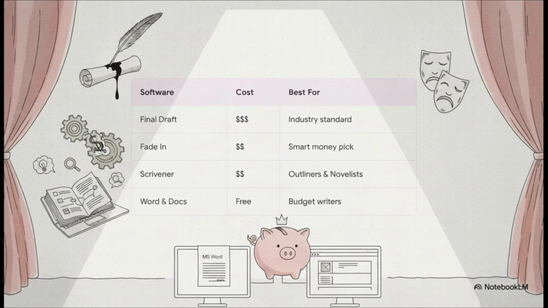It's the expensive industry standard for sure, but it does have a built-in stage play template you can just click on and go. Now, if you want dedicated script software, but you really don't want that massive price tag, Fade In is what I'd call the smart money pick. It's super stable, and it can even read Final Draft files. If you happen to be a novelist or just someone who loves outlining and keeping research right next to your draft, Scrivener offers a really great stage play mode at a moderate price.